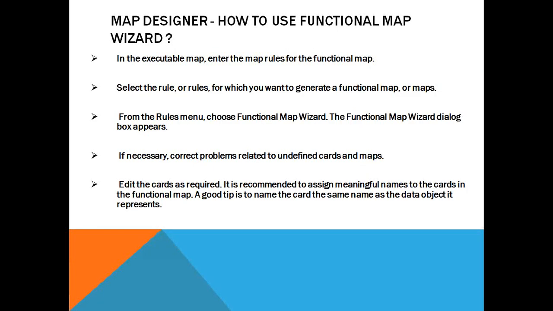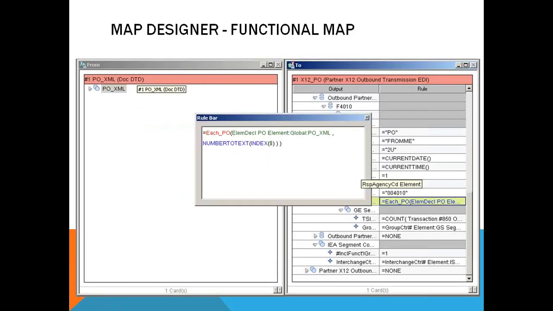So in the executed map, enter the map rules for the function map. Select the rule for which you want to generate the function map. From the rules menu, choose functional map wizard. If necessary, correct the problem. Correct the problem means, like in this example, we have to correct the function map wizard because it won't show any type key and type for the second input card.